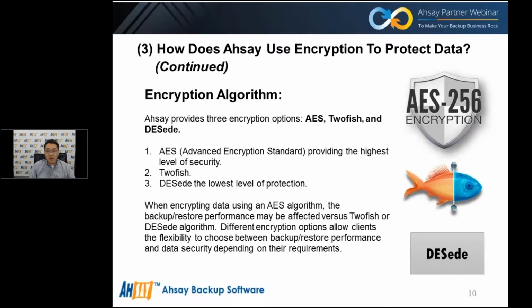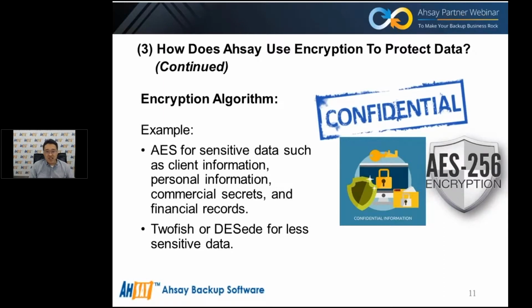Well, there is actually a trade-off between encryption strength and performance. When encrypting data using the AES algorithm, the backup and restore performance may be affected versus, say, Twofish or DES. That's why Ahsay provides different encryption options, to allow clients the flexibility to choose between backup and restore performance and data security, depending on their requirements. For example, for sensitive data such as client information, personal information, commercial secrets, or financial records, you may obviously choose AES, while Twofish or DES for less sensitive data.